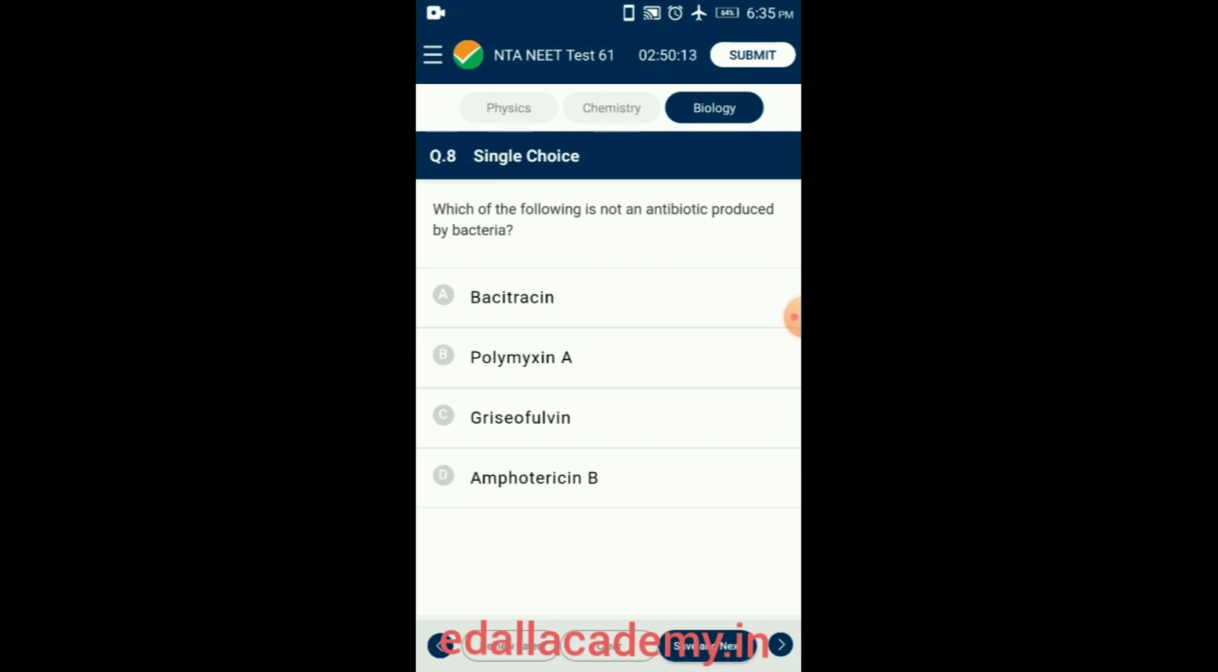Amphotericin B is an antifungal agent produced by the bacteria Streptomyces nodosus and used to treat fungal infection. So the correct option is option C, Griseofulvin.